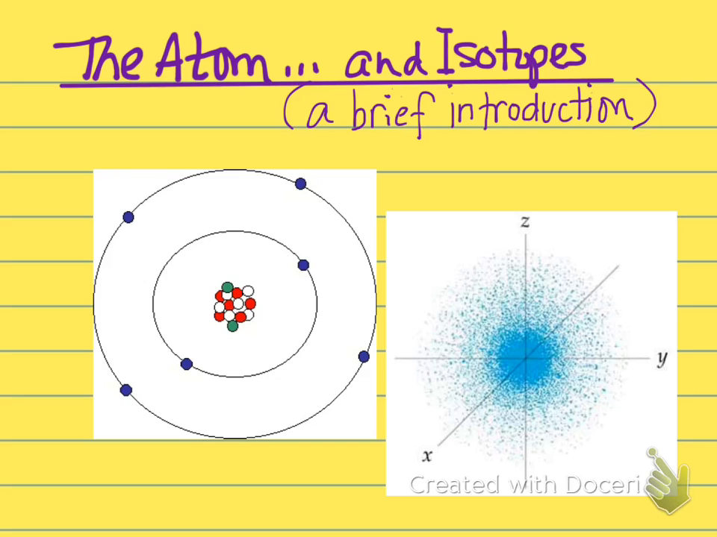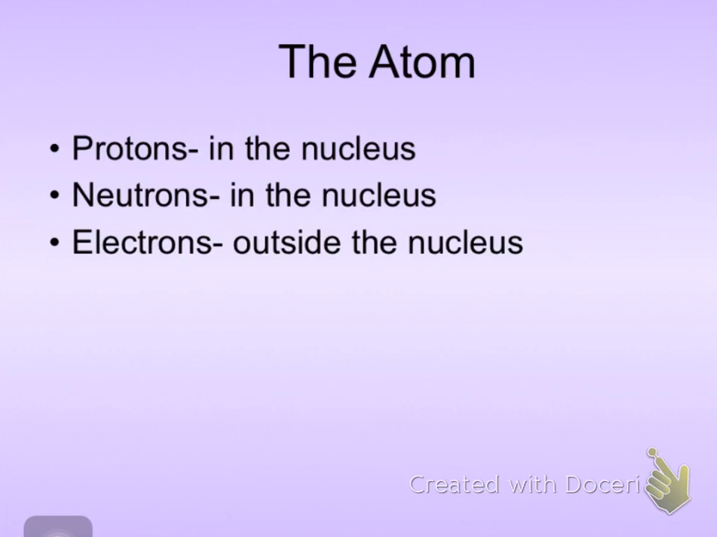Okay, so the atom, well, we've got 3 subatomic particles, right? Yeah, the protons in the nucleus, positive charge. The neutrons, also in the nucleus, no charge. And the electrons outside the nucleus in that big, giant, fuzzy, cotton candy kind of cloud. The atom, that's it.